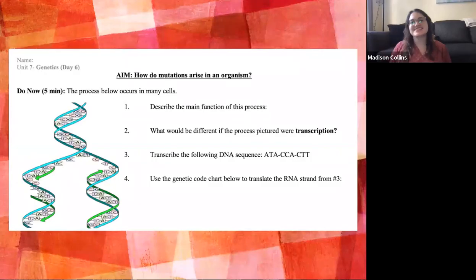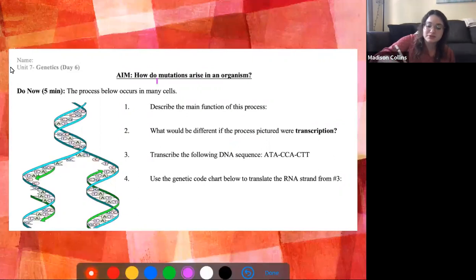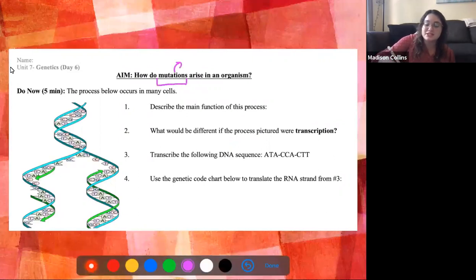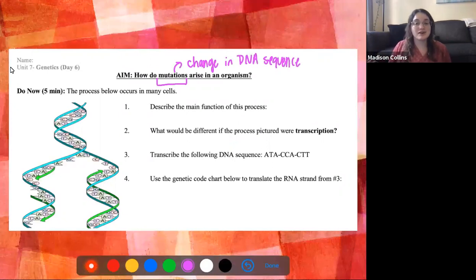Welcome back. This is day 6 of genetics, and today we're going to be figuring out how mutations arise in an organism. Now, we've actually seen this word mutation before, right? And we said that a mutation is basically just a change in the DNA sequence. So today we're going to be looking at a few different types of mutations, as well as how they come about and what effect they have on amino acid sequences.